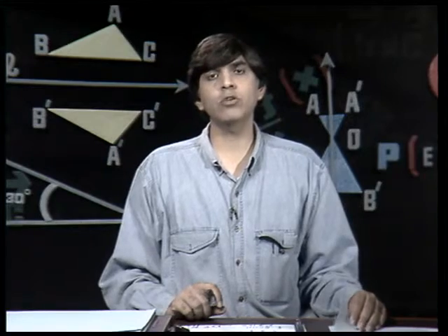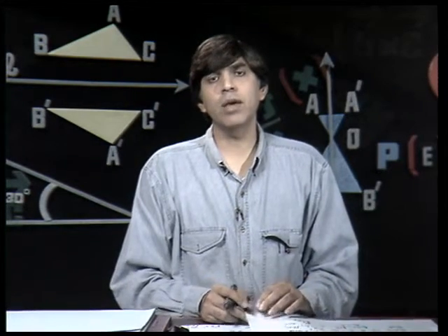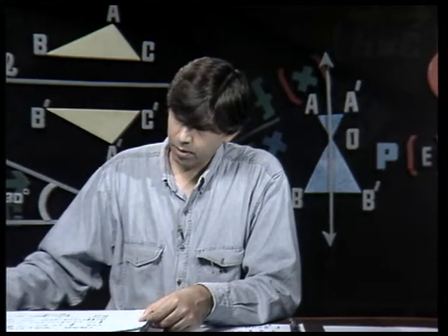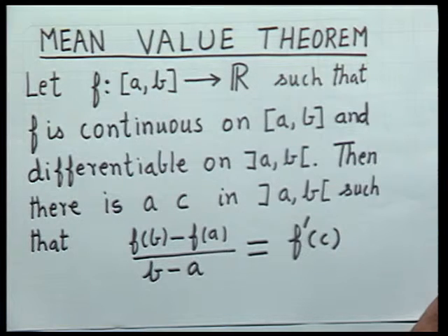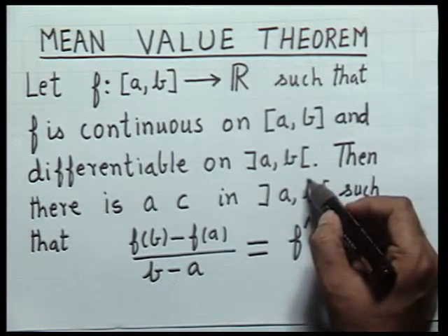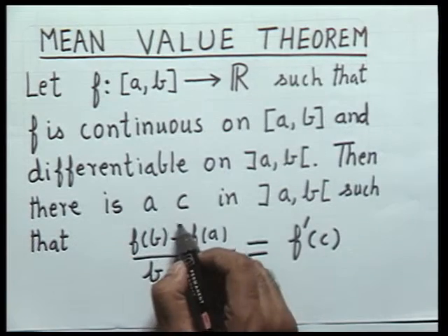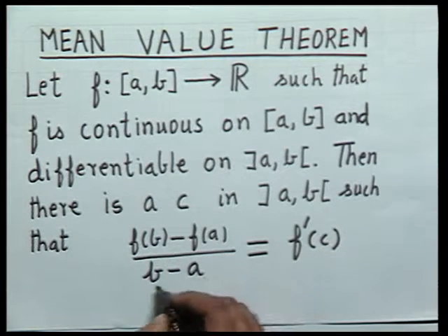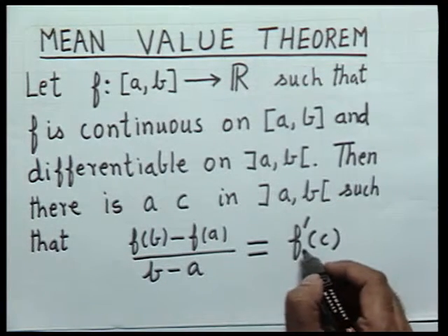There is another theorem which is called the mean value theorem. This theorem generalizes Rolle's theorem. In other words, Rolle's theorem is a particular case of this theorem. Let us first take a look at the statement of this theorem, then we will discuss it. Let f be defined on the closed finite interval [a, b] taking real values such that f is continuous on the closed interval [a, b] and differentiable on the open interval (a, b). Then there is a c in the open interval (a, b) such that (f(b) minus f(a)) upon (b minus a) is equal to the derivative of f at c.